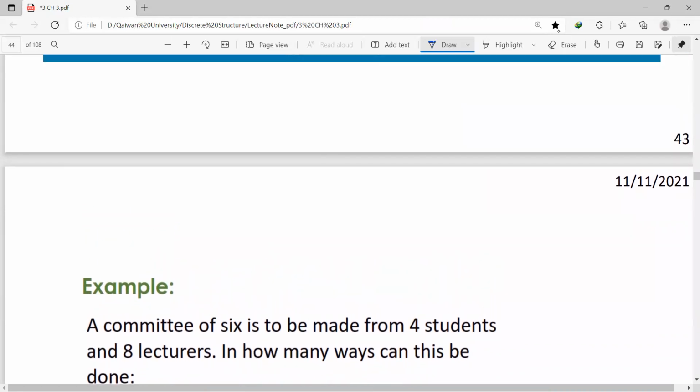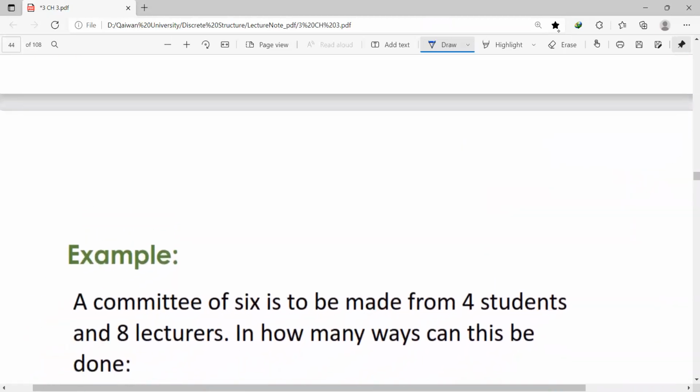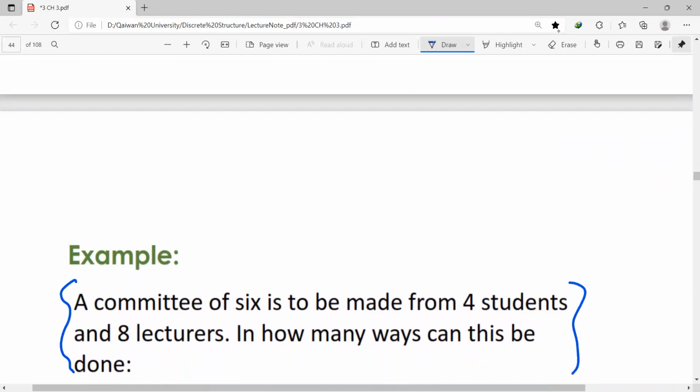Okay, do this and tell me how you get that result. With your partners, try to do it.